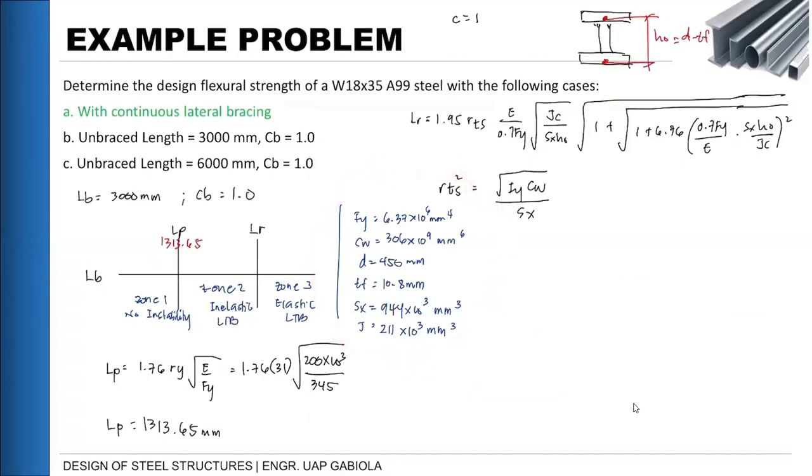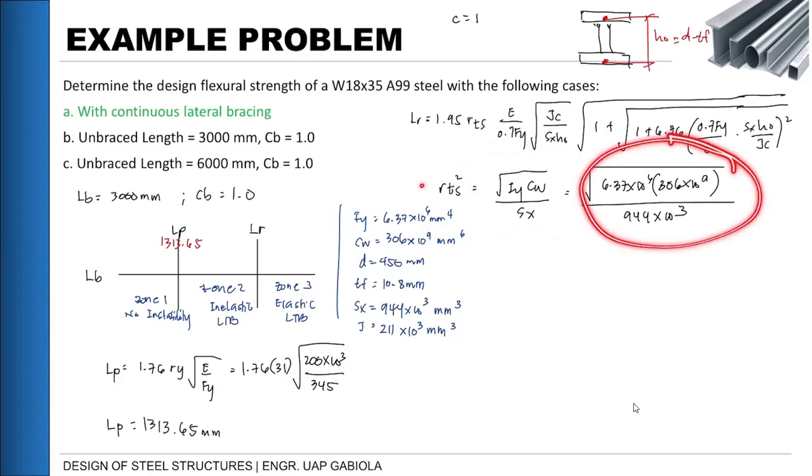So we need to indicate yung values. So dito, calculate muna natin si RTS. So equals, IY natin is 6.37 times 10 to the 6 times CW na 306 times 10 to the 9 square root over yung value ng SX natin na 944 times 10 cube. Okay? So, pag nakuha natin yung value nito, i-square root lang natin both side para makuha natin yung RTS lang.